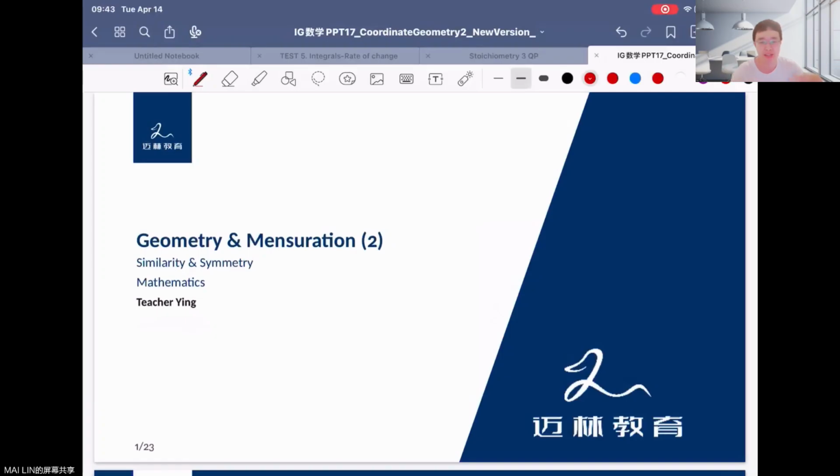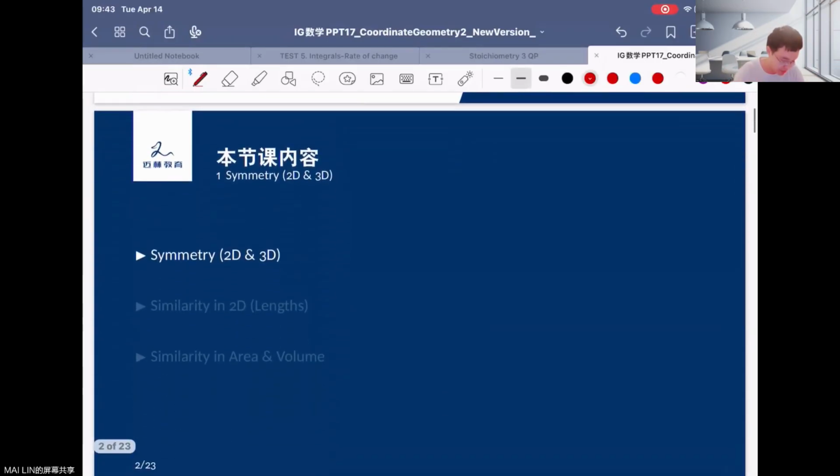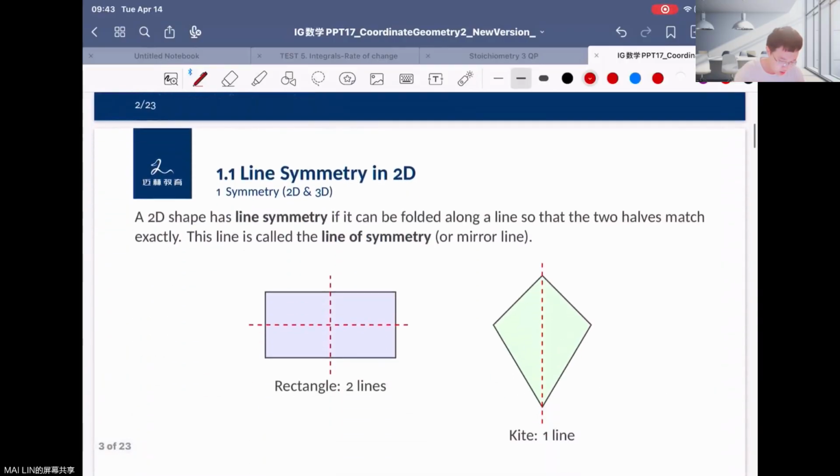Hello guys. Today our topic is geometric and measurement too. Let's move into the first part about symmetry. So what is symmetry?